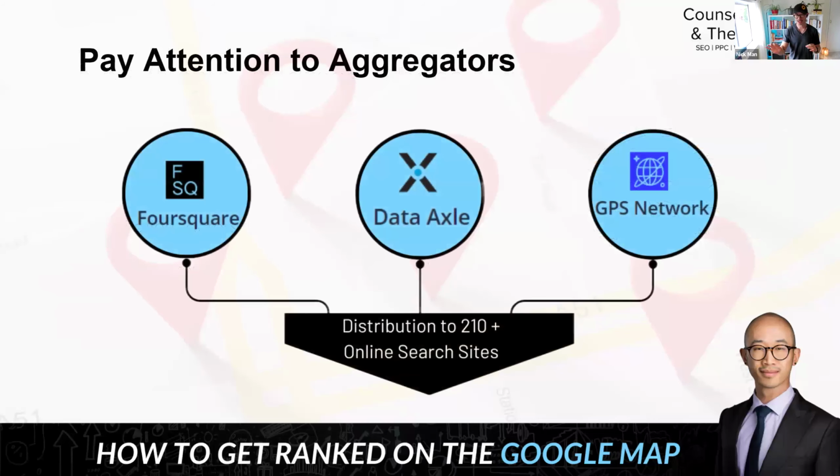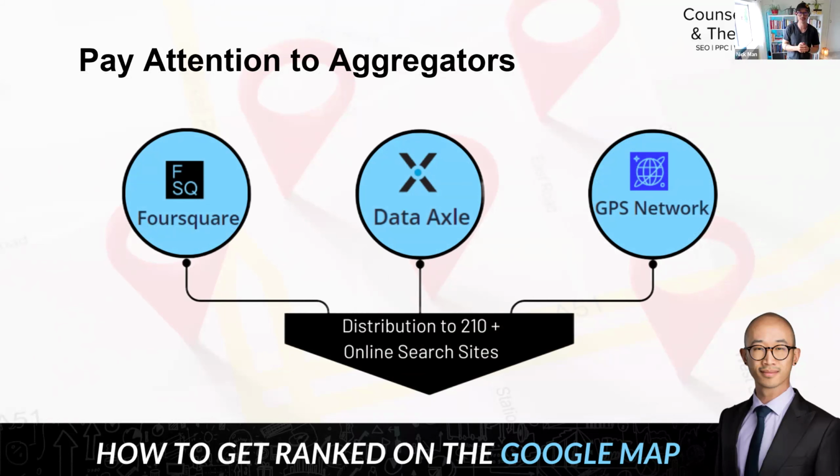And there's something out there called data aggregators. On the internet, there's really the top 3: Foursquare, Data Axle, and GPS Networks. What these basically do is they have information that they store and they spread that out. They distribute that to 210 plus other online sites.